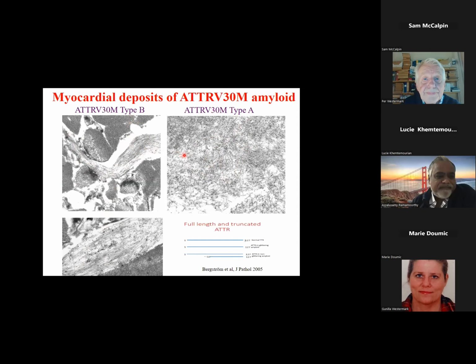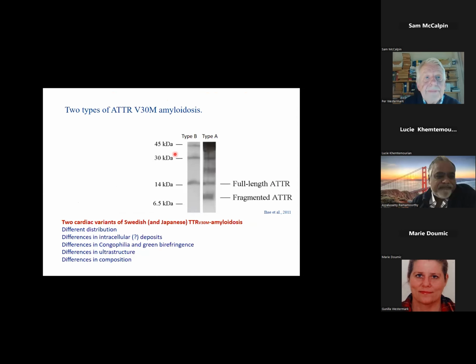And we also saw that there were molecular differences between these two types. The one with glittering appearance consisted of full-length TTR molecules. And while the other type A, had both full-length but particularly fragmented TTR. And these fragments are C-terminal parts of the TTR molecule, starting usually at 46, 49, and 52, but there are other fragments as well.